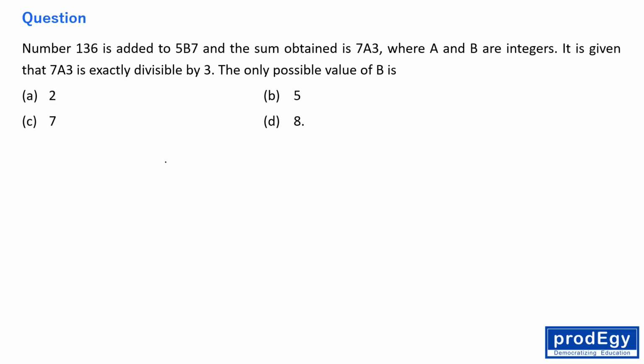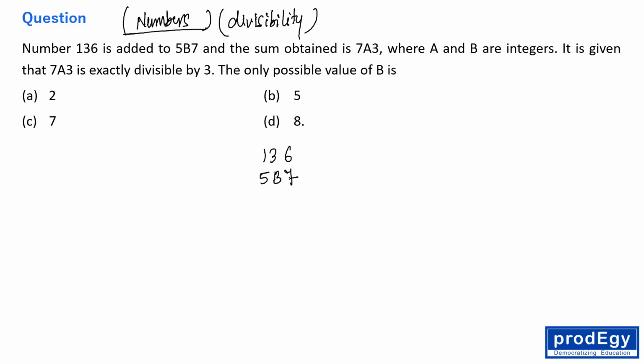Okay. Again, this question belongs to basic numeracy, or you can say number sense, right? Numbers. Or basic numeracy also, or divisibility also, right? Because they are talking about divisibility by 3. Okay. So 136 is added to 5b7 and the sum obtained is 7a3, where a, b are integers. It is given that 7a3 is exactly divisible by 3.